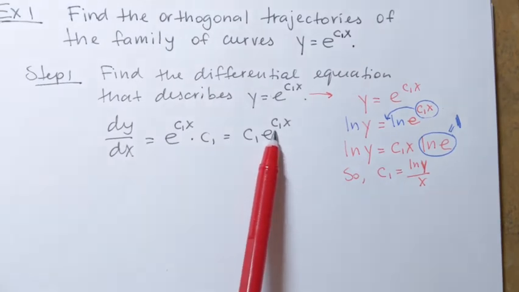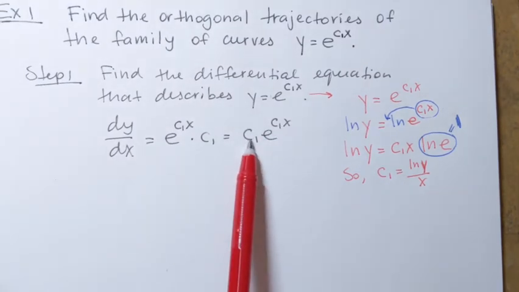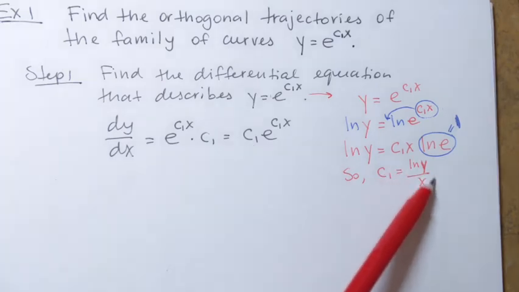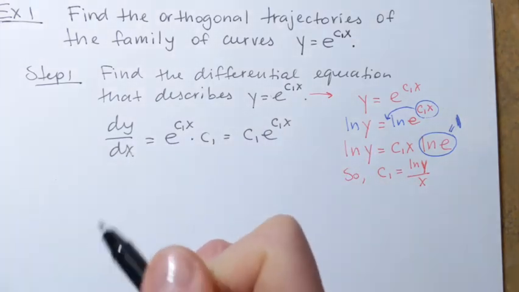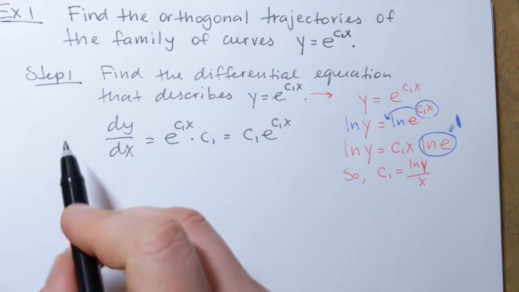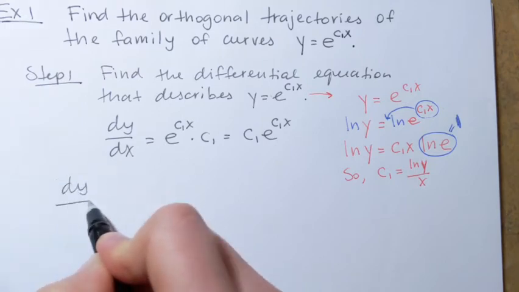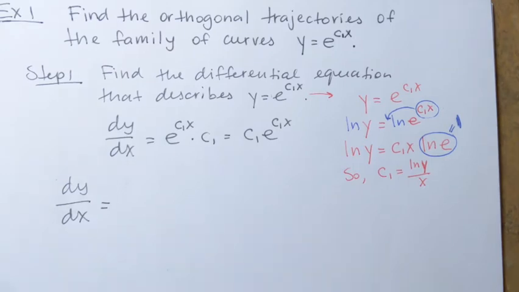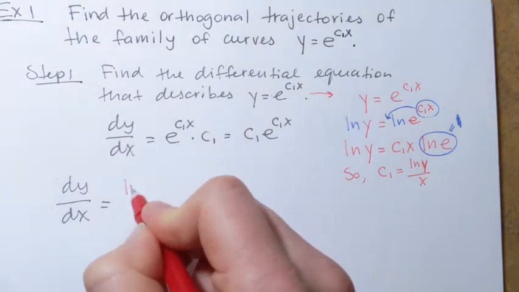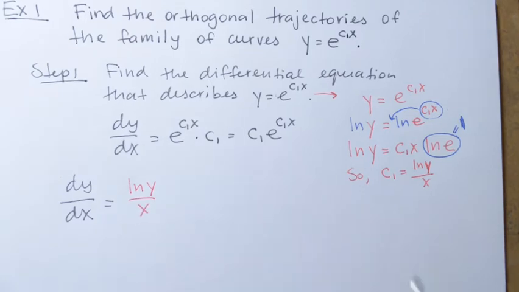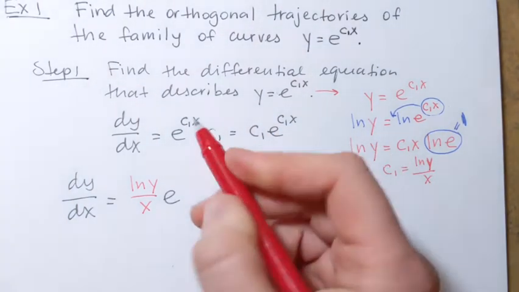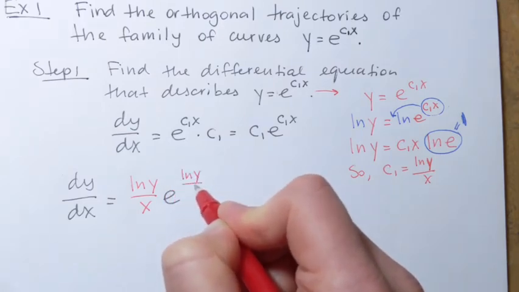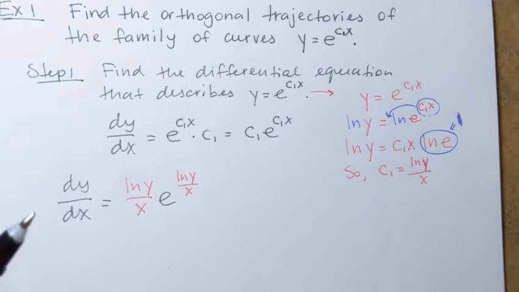Okay, so that's what c1 equals. And now we're going to replace c1 in our derivative, where we have two instances of c1, with this expression, and that's going to be the actual differential equation that describes the original equation. So let's try. dy dx equals c1, which I'm replacing with ln of y over x, times e to the power, again c1 is ln y over x, times x.